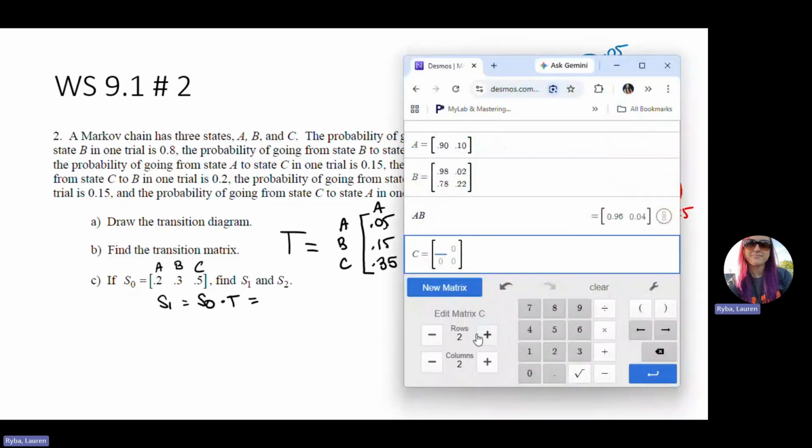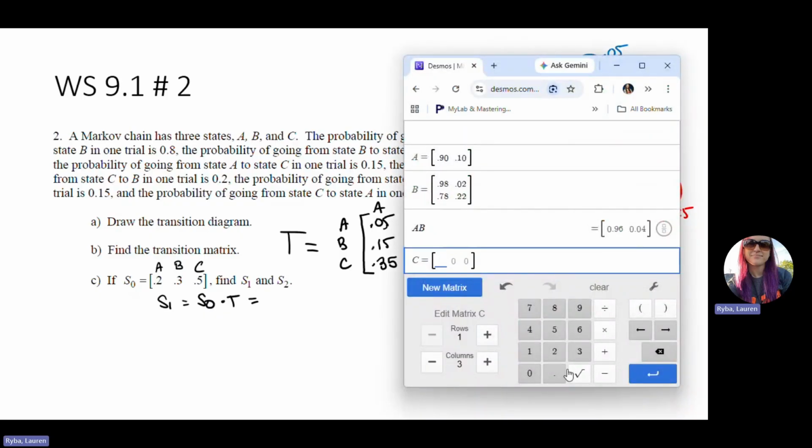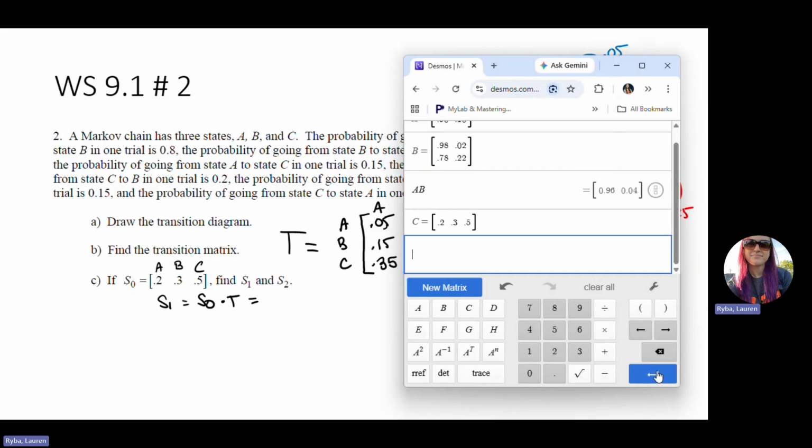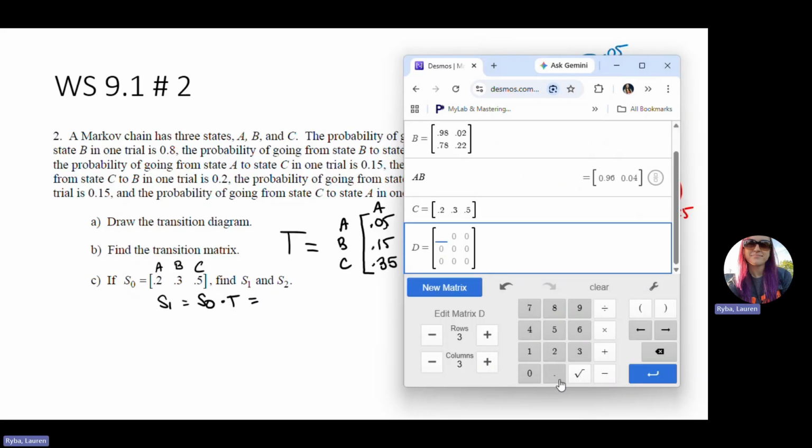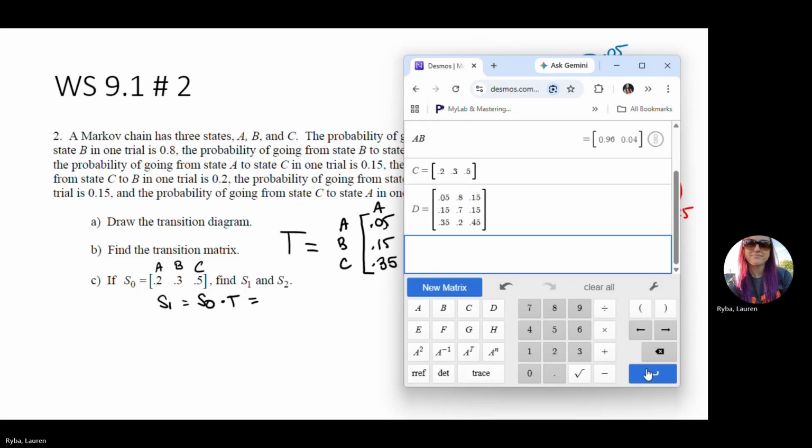Right, I need 1 row, 3 columns: 0.2, 0.3, and 0.5. And then a 3 by 3: 0.05, 0.8, 0.15, 0.15, 0.7, 0.15, 0.35, 0.2, 0.45. Then I'm just going to multiply them.